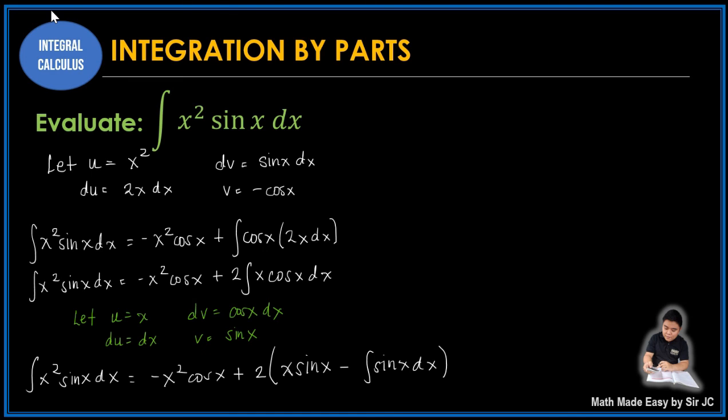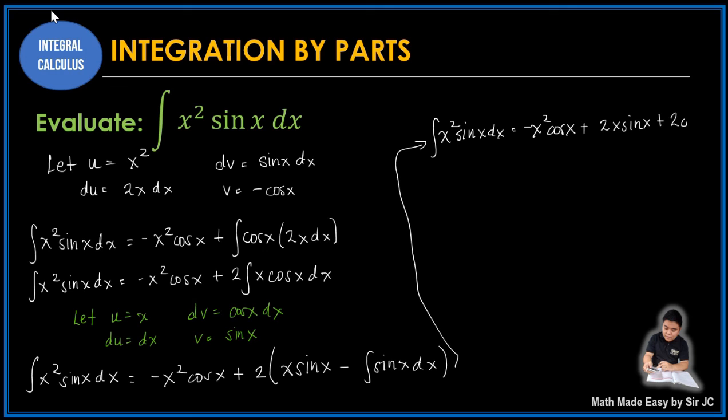So the integral of x squared sine x dx will be equal to negative x squared cosine x plus 2x sine x minus, we know that the integral of sine x is negative cosine x, and negative times negative will be positive, so plus 2 cosine x plus c. So this will be the integral of x squared sine x dx.